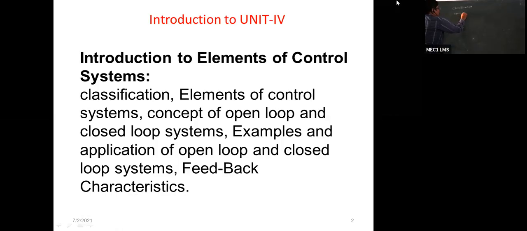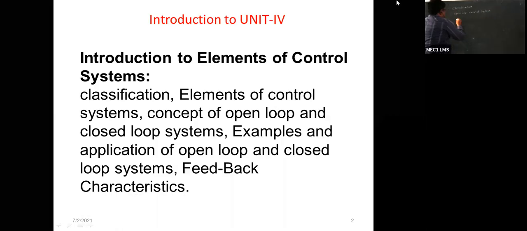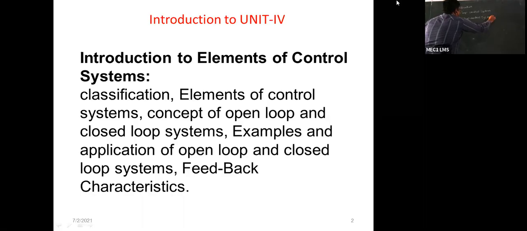If you go for classification, there are two types. First one is open loop control system, and another one is closed loop control system. This open loop control system, we can also call a non-feedback control system. Non-feedback means there is no feedback arrangement here. The closed loop control system, we can also call a feedback control system.